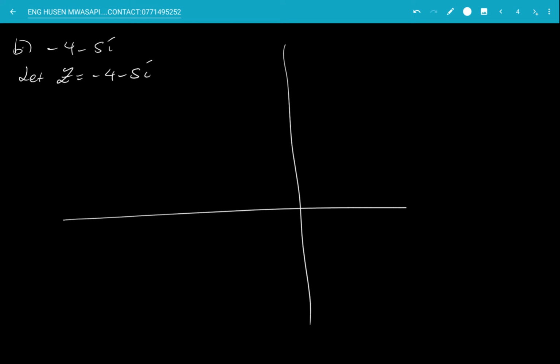Let's look at another example. Example number 2, which is B. Let's say we have -4 minus 5i. You can pause the video and attempt to do this question on your own. Step 1, let z be equal to -4 minus 5i. After that, what are we supposed to do? We now draw the imaginary and real axis. So this is the imaginary axis, and this is simply the real axis.